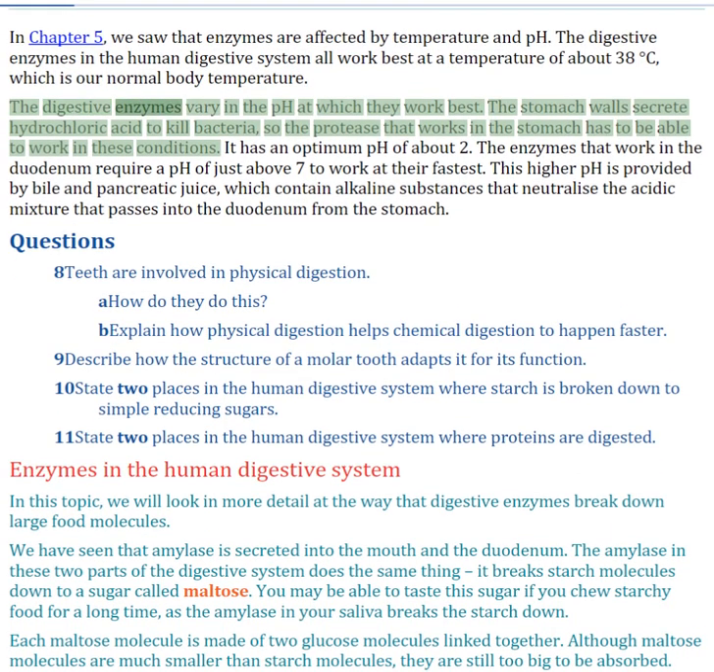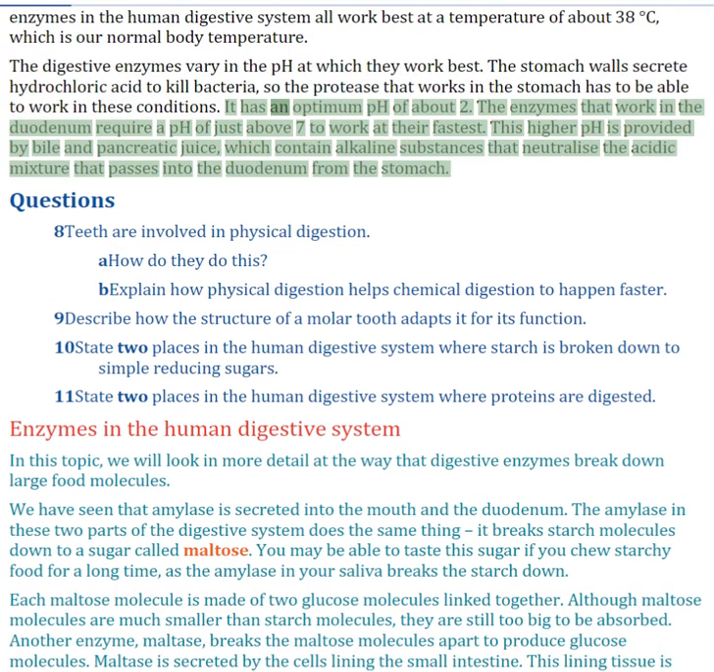The digestive enzymes vary in the pH at which they work best. The stomach walls secrete hydrochloric acid to kill bacteria, so the protease that works in the stomach has to be able to work in these conditions. It has an optimum pH of about 2.